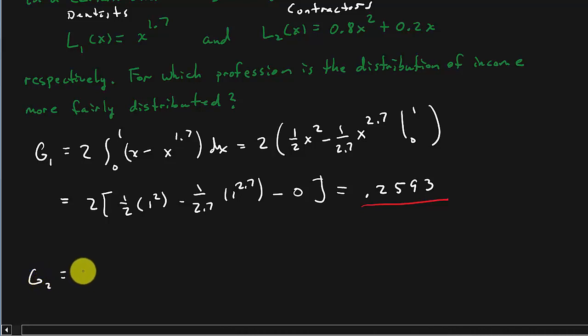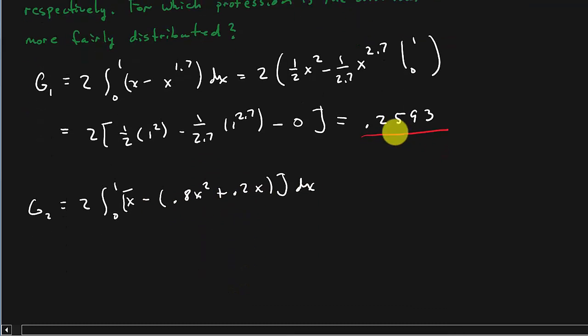So now we've got G2, that's 2 times the integral from 0 to 1 of x minus L(x), which is 0.8x squared plus 0.2x, dx. So remember, put it in parentheses because it's minus the whole thing. Let's distribute the negative. So that's 2 times the integral from 0 to 1 of x minus 0.8x squared minus 0.2x dx. I just distributed the negative sign.